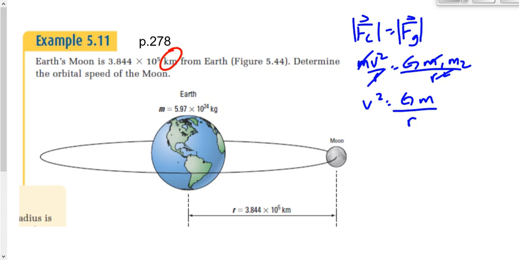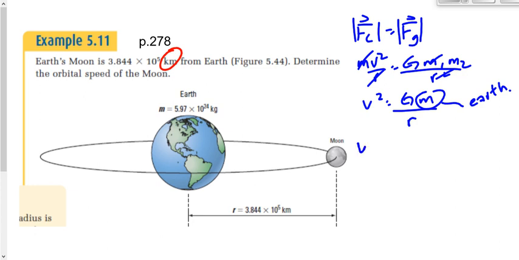What m do I have here? The mass of the Earth or the mass of the moon? What canceled out of this? What just disappeared? Yep. The moon's mass disappeared, right. So this is going to be the mass of the Earth. The mass of the central body, the thing that's being revolved around.